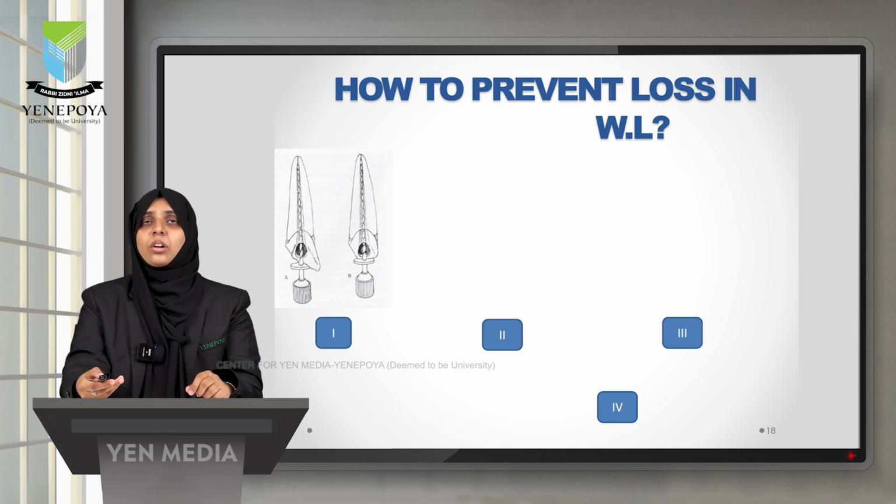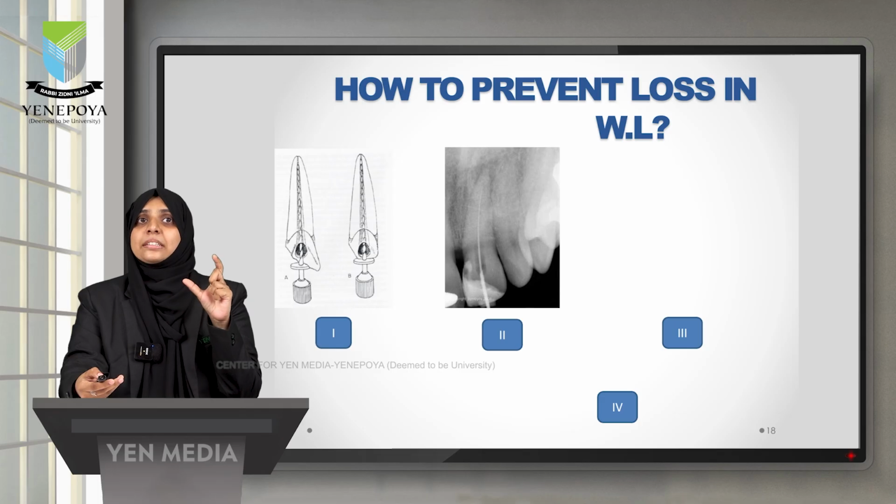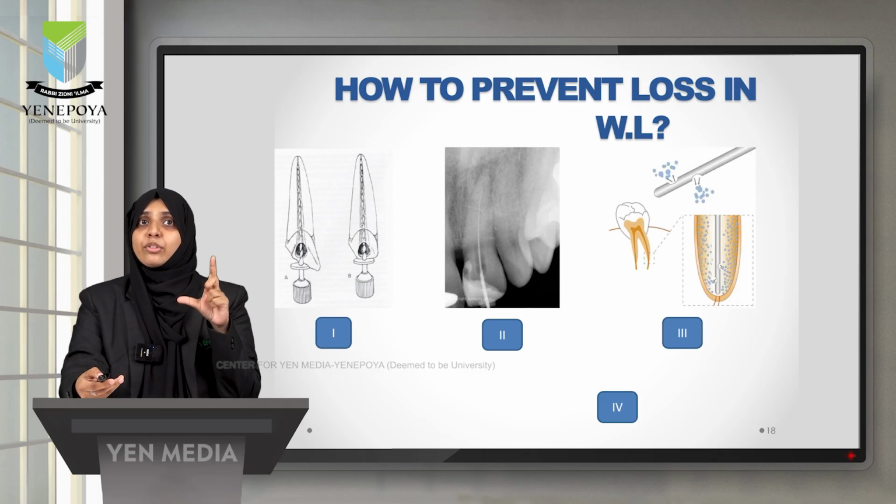Now coming to how we prevent the loss of working length. First and foremost, you need to remove all the unsupported enamel, any undermined caries which is present, and any fractured fragment which is present. You have to remove all of that, and you have to have a proper reference point. Also we have to maintain the apical patency and remove any debris through proper irrigation in between each file or in between instrumentation.